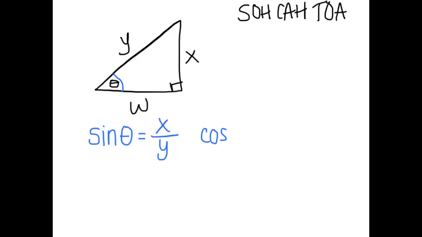Cosine of angle theta, look at my trig weird word, cosine is adjacent over hypotenuse. The side adjacent to angle theta, in this example, is w. Our hypotenuse is still y. Notice the denominator for sine and cosine is the same, because the denominator is the hypotenuse in each of them.